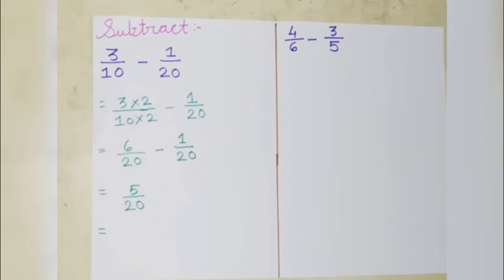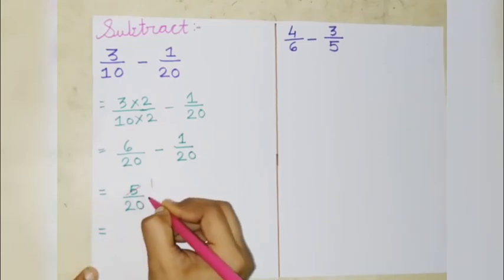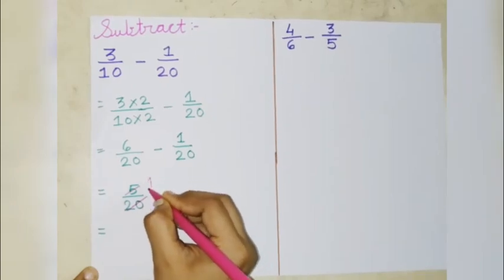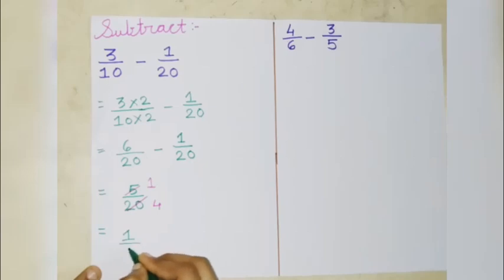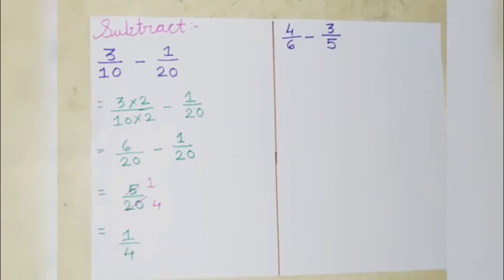Here, the division is possible. Because 5 1s are 5, 5 4s are 20. So, the final answer is 1 upon 4. Students, for addition and subtraction, denominators should be equal. If we do not have equal denominators, it means we do not have like fractions. For addition and subtraction, we have to convert them into like fractions and then we can do addition and subtraction easily.